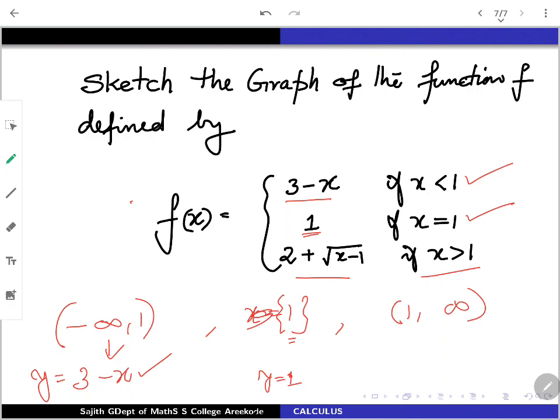And from 1 onwards, excluding 1, for all the real numbers you have to put the last rule, 2 plus root x minus 1. To understand the graph, first understand the root x function, which is known to you. Now we know how the graph of square root of x minus 1 will look. Just shift 2 units above, and you will get the graph of the function. So it's an exercise for you.